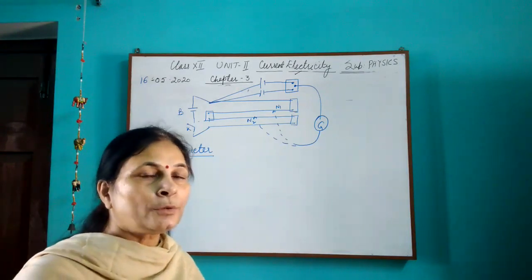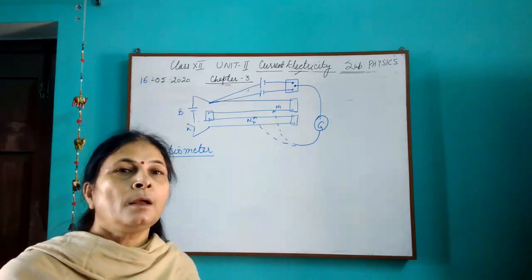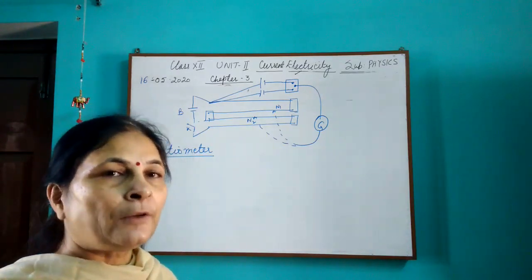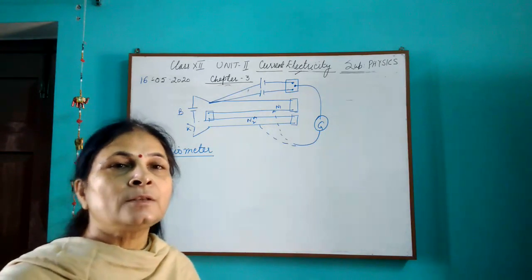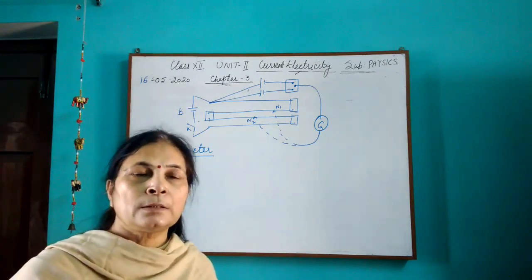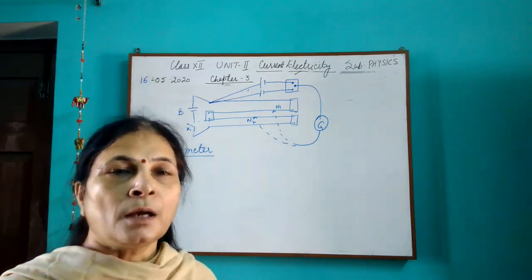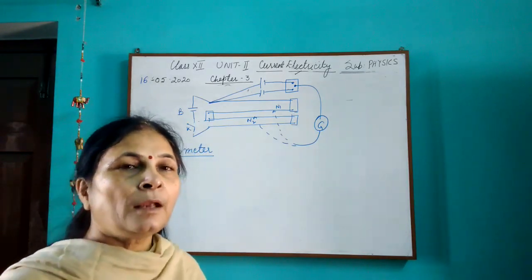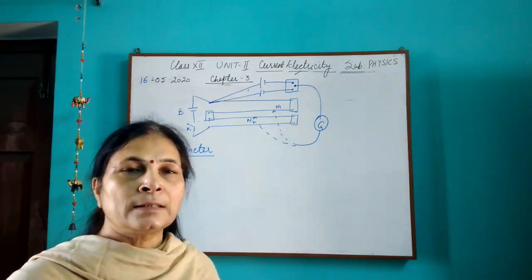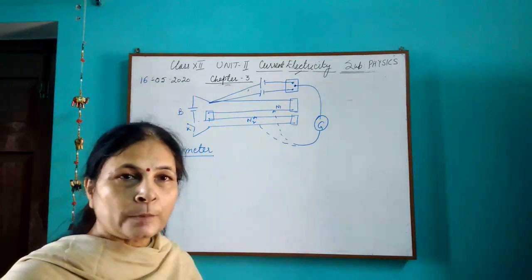And I told you also that from this chapter we'll be doing 5 or 6 experiments. One is by Ohm's law, that is how to determine the specific resistance of a given wire. Then we'll be doing 3 experiments using the meter bridge. One is to find out the unknown resistance, and then to verify the law of combination of resistances in series and in parallel. So 4 experiments.